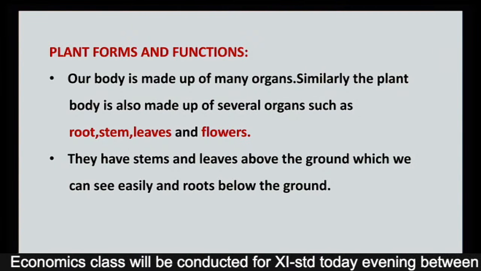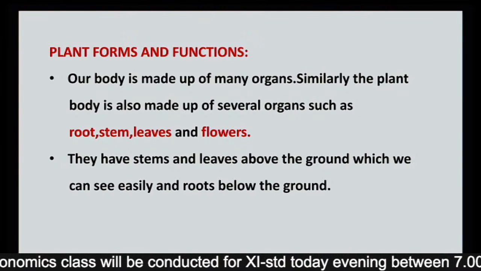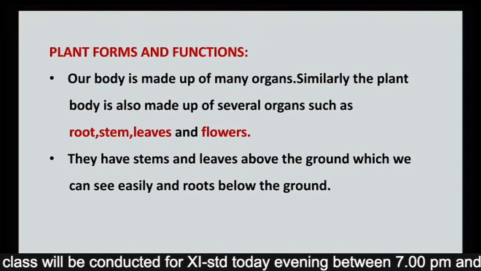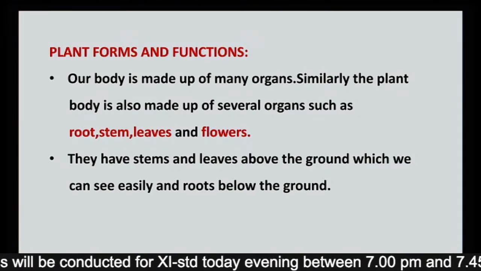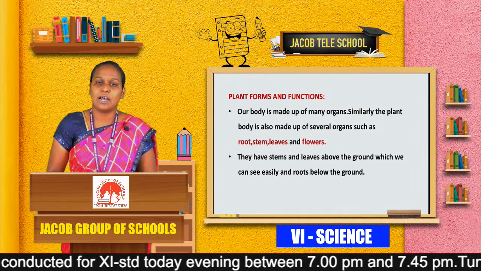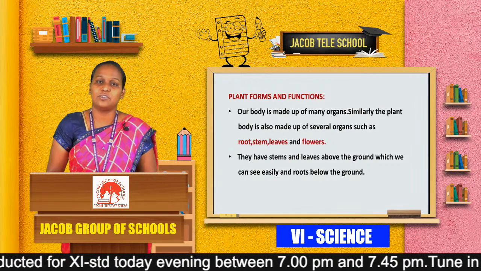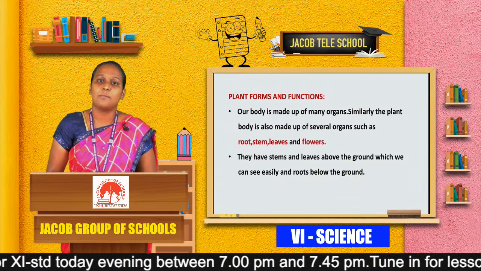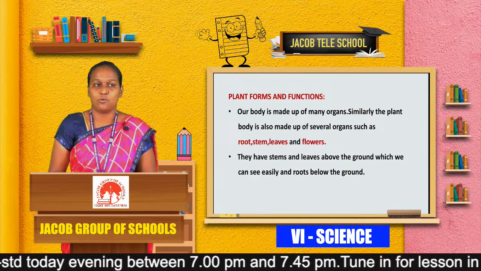Plant organs. They have stem and leaves above the ground, which we can see easily, and roots below the ground. We cannot see the roots. They are below the ground, and the stem, leaves and flowers we can see easily with our naked eye because they are present above the ground.